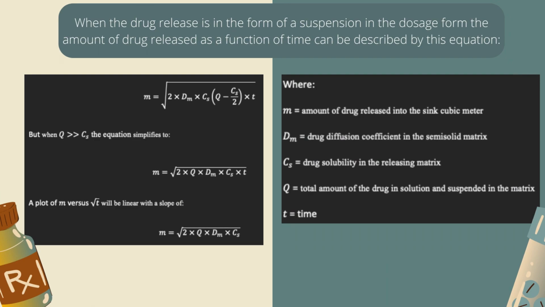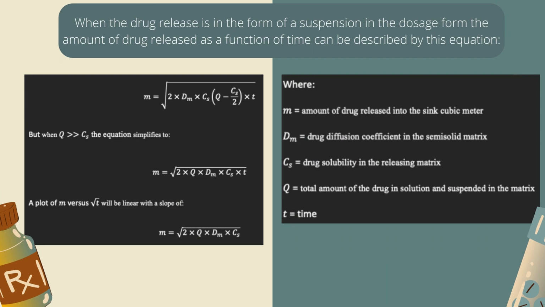M equals the square root of 2 times Dm times Cs times (Q minus Cs divided by 2) times t, where M equals the amount of drug released in the sink per cubic meter, Dm equals the drug diffusion coefficient in the semi-solid matrix, Cs equals drug solubility in the releasing matrix, Q equals total amount of the drug in solution and suspended in the matrix, and t equals time.